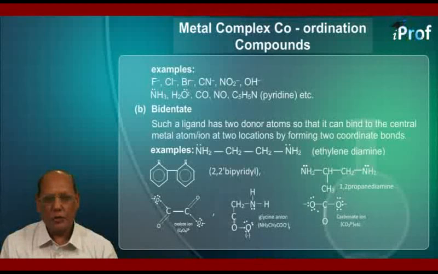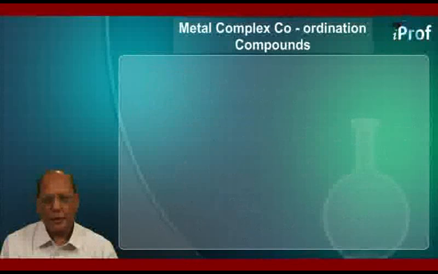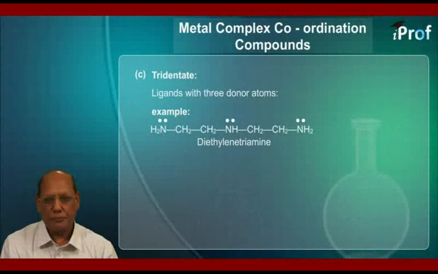Similarly, oxalate ion, that is C2O4 2 minus, glycine anion, whose structure is shown here with the formula NH2CH2COO minus, and carbonate ion CO3 2 minus are examples of bidentate ligands.